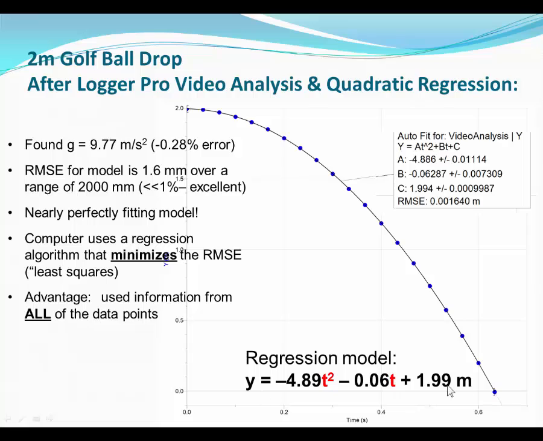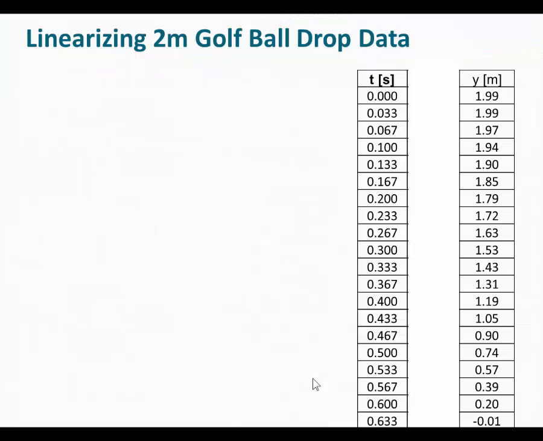And the physics model that we came up with is y equals negative 4.89 t squared minus 0.06 t plus 1.99 meters. And you can see we started at about 2 meters, and sure enough, there's our 2 meters. We started at 0 meters per second velocity, and you can see that's around 0. And there's our 1/2 of our acceleration. And so this is the method that I would prefer using on a lab if I had the option. But on the AP exam, we've got to use a different method.